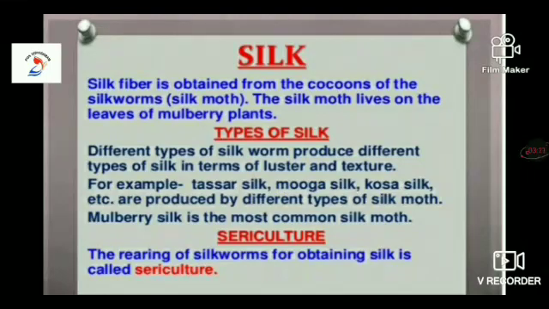Let's see about silk. Silk is obtained from the cocoons of silkworm. The silk moth lives on the leaves of mulberry plants. The rearing and management of silk is called sericulture. Types of silk. Different types of silkworm produce different types of silk in terms of luster and texture. For example, tussar silk, muga silk, kosa silk are produced by different types of silk moth. Mulberry silk moth is the most common.